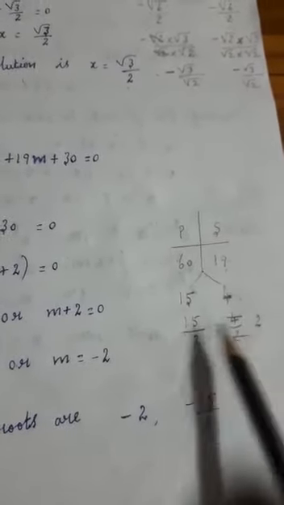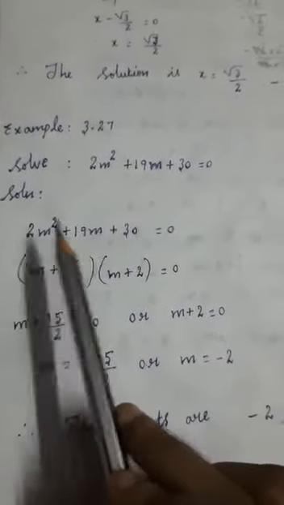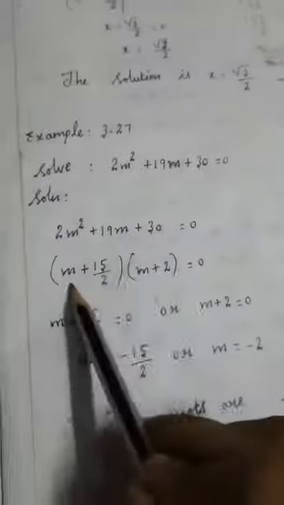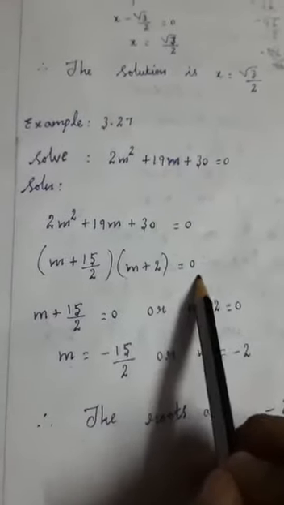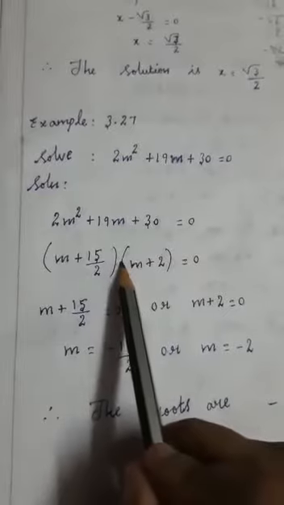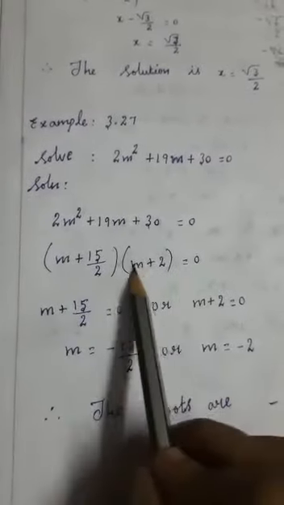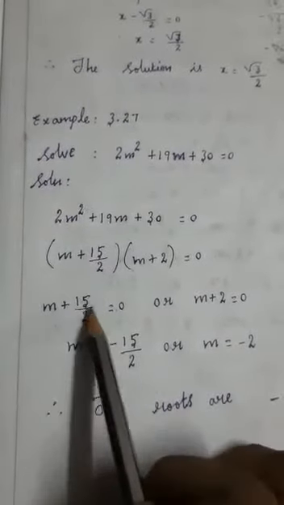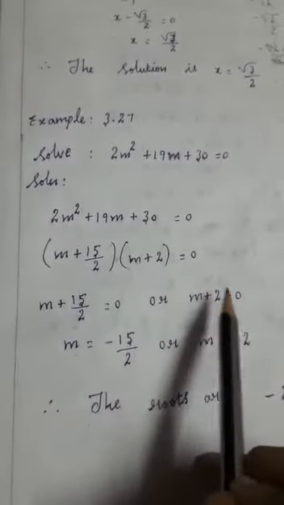Now, what are the factors? Here the variable is m, and you have to find the m value. So you write the factors: m plus 15 by 2, and the next one, m plus 2. So m plus 15 by 2 into m plus 2 is equal to 0. Next, you know that in between is multiplication, so either this part is equal to 0 or this part is equal to 0. Separately, write m plus 15 by 2 is equal to 0, or the next one, m plus 2 is equal to 0.